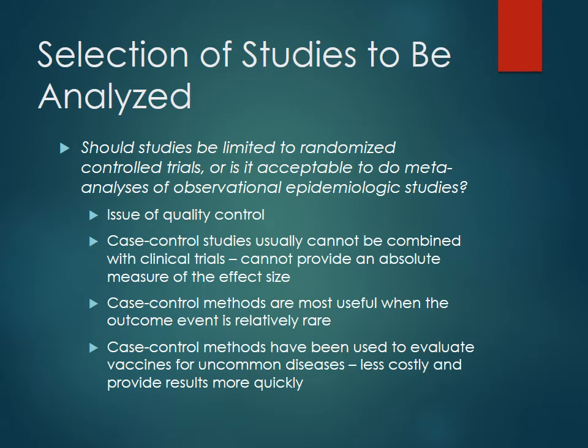Case control methods are more useful if the outcome is relatively rare, because, as we mentioned, the lower the actual prevalence of the outcome in those case control studies, the closer it's going to estimate true risk if you'd done a prospective study. These methods have also been used to evaluate vaccines for uncommon diseases, things that are less costly and provide the results a little bit more quickly. So instead of doing the actual study yourself, this might be an easier, quicker way to do that.